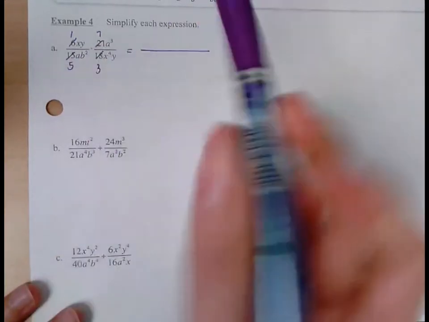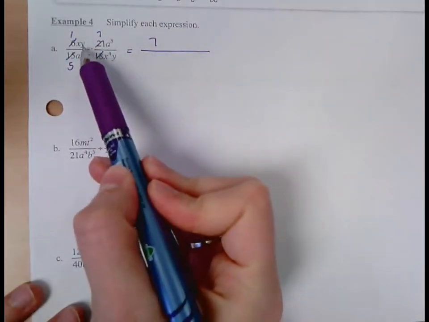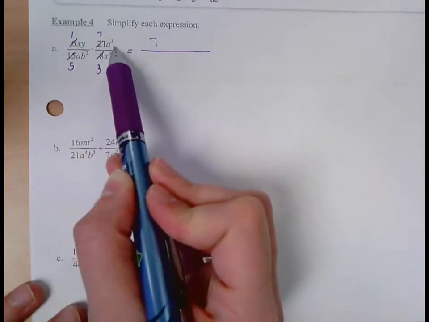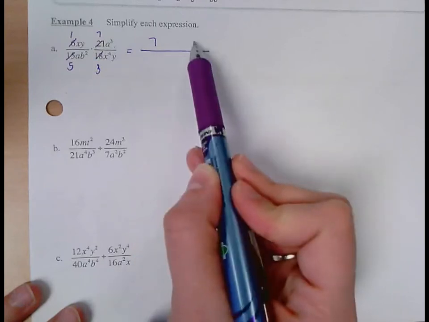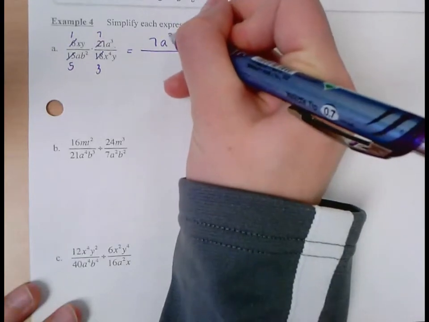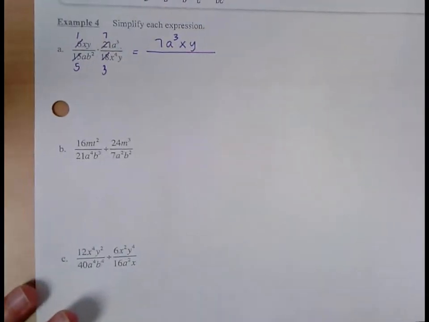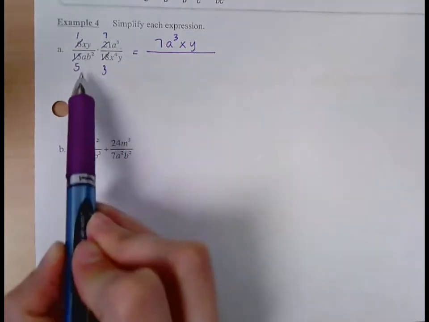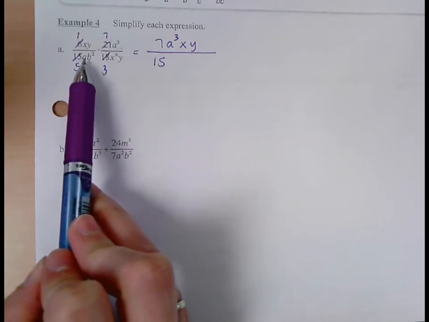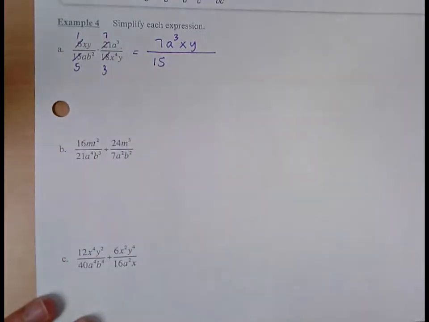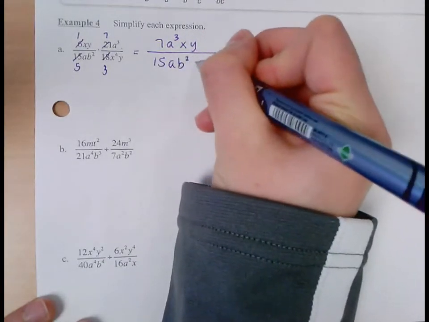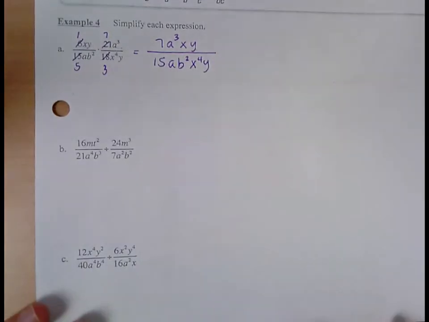So on top I have 1 times 7 is 7. And then for the variables, I have x, y, and a to the third. None of those variables are the same, so I'm just going to write them. Everything is multiplied on top. I'm going to put it in alphabetical order, though. So I have a to the third, and then I have x and y. And then on the bottom, I have 5 times 3 is 15. And for variables, I have a, b squared, x to the fourth, and y. Again, none of them are the same. So I'm just going to rewrite them all multiplied together in alphabetical order.